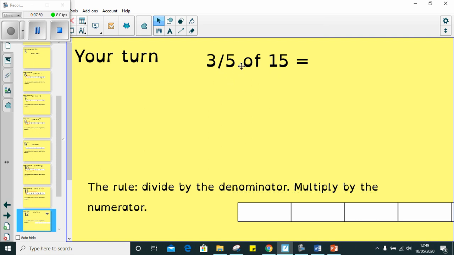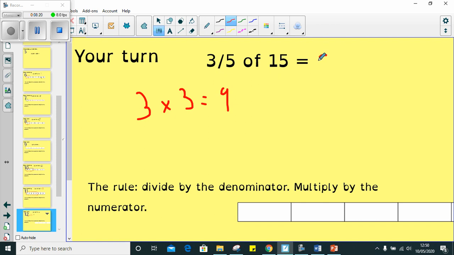So I'm doing 3/5 of 15. Divide by the denominator first. So 15 divided by 5 is equal to 3. I know that because when I go 5, 10, 15, I've got 3 fingers showing. Then I need to multiply it by the numerator. So 3 multiplied by 3. Again, I know my 3 times table. So I can go 3, 6, 9. So I know that 3/5 of 15 is equal to 9.